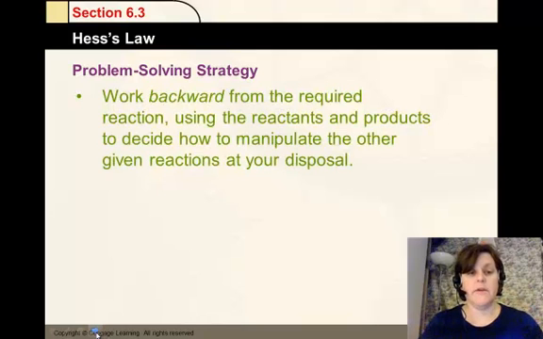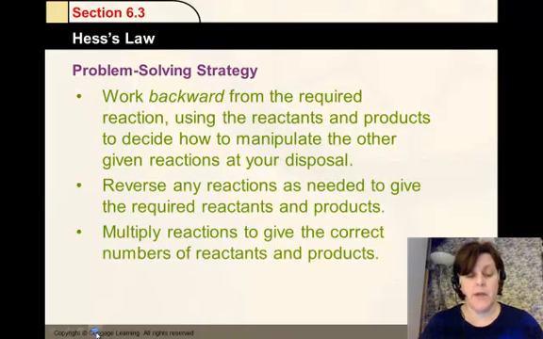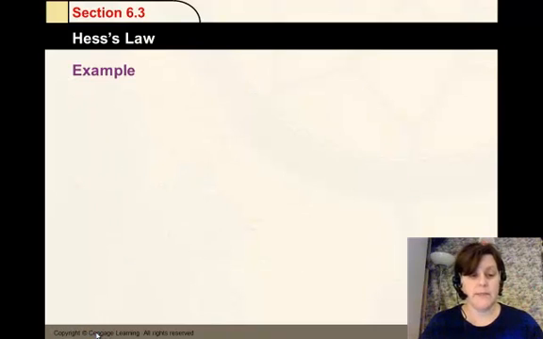Alright, the way to do this is to work backward from the required reaction using the reactants and products to decide how to manipulate the other reactions at your disposal. Reverse any reactions as needed to give the required reactants and products. Multiply reactions to give the correct numbers of reactants and products.